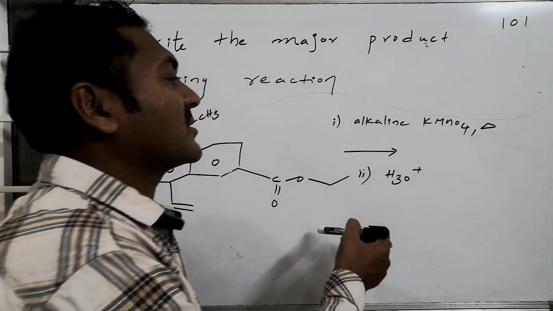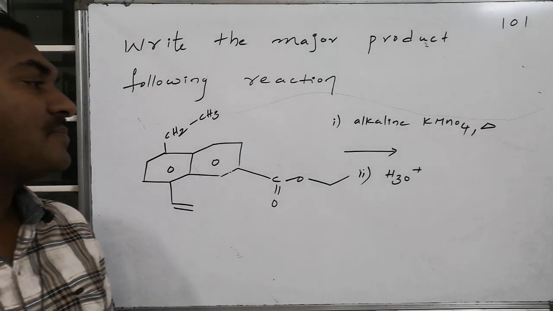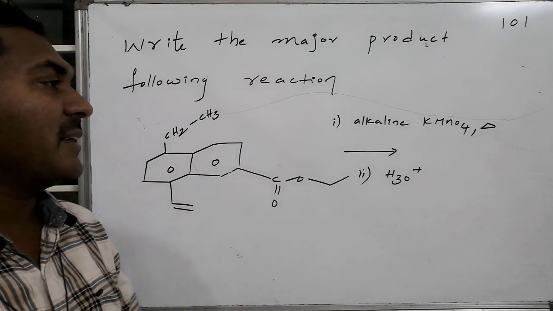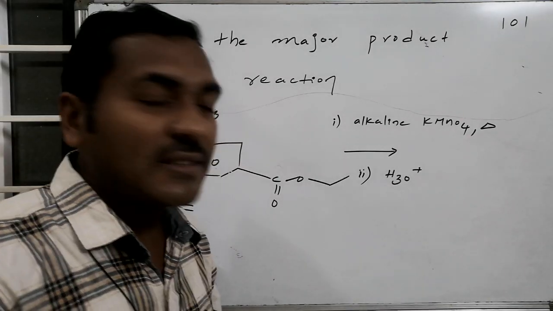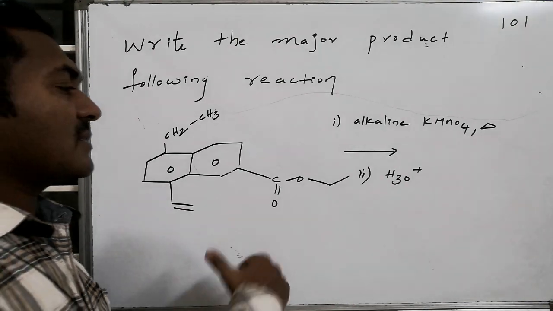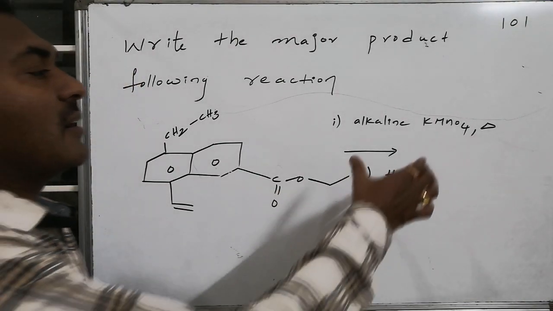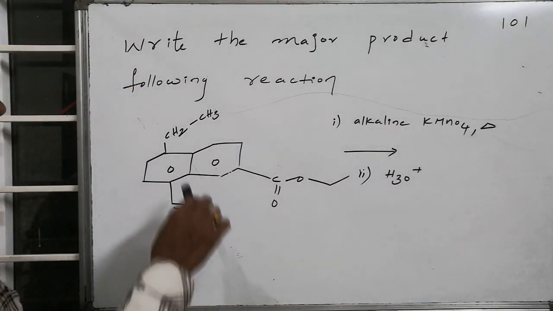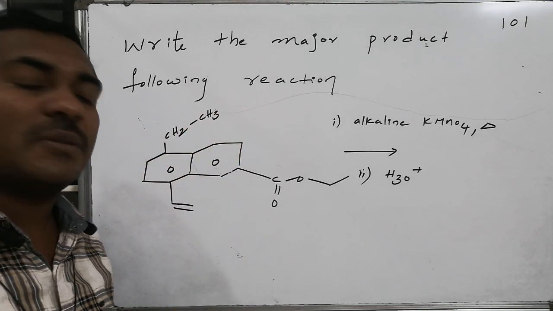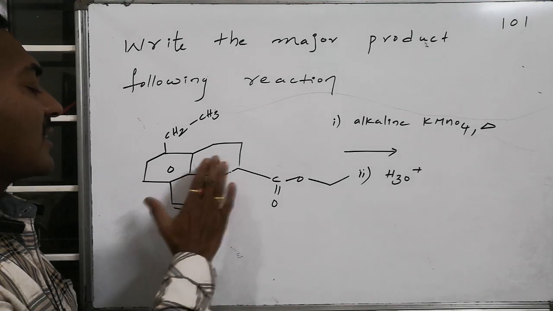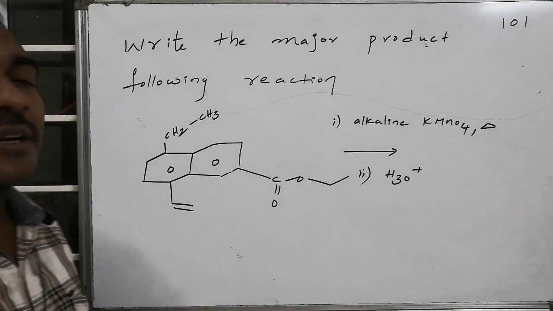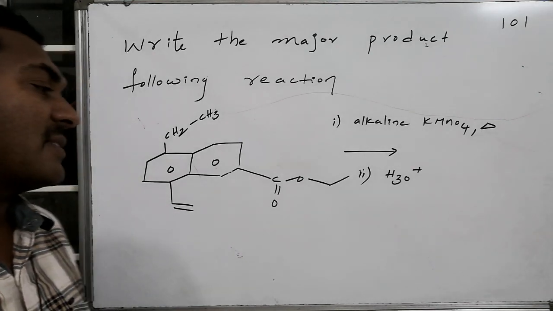This substance is subjected to a set of reactions: alkaline KMnO4 followed by heating, followed by H3O+, that is, acidic medium. Under these conditions, alkaline KMnO4 with heating converts all the saturated as well as unsaturated hydrocarbon portions connected with the benzene and benzene-like systems to the corresponding carboxylic acid.